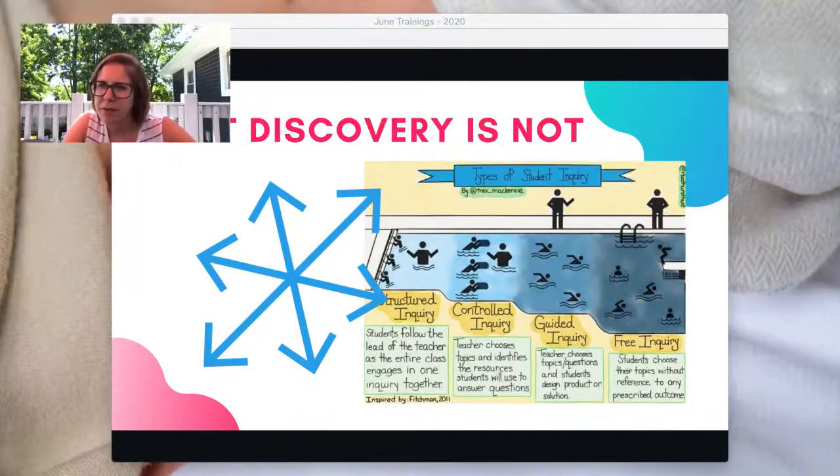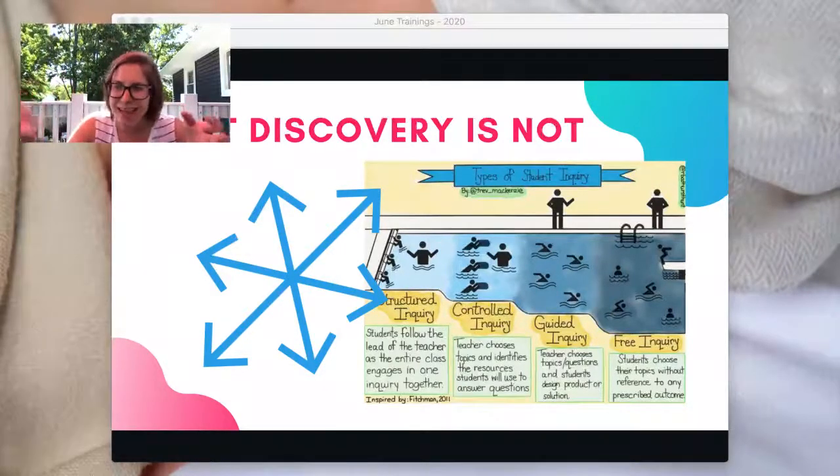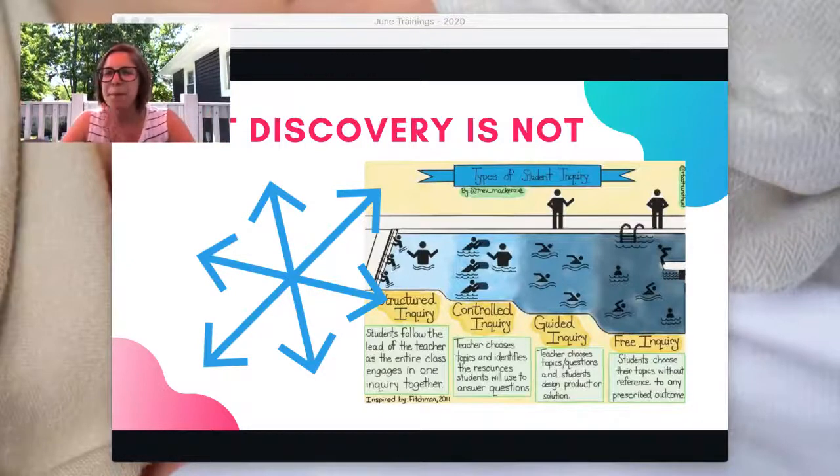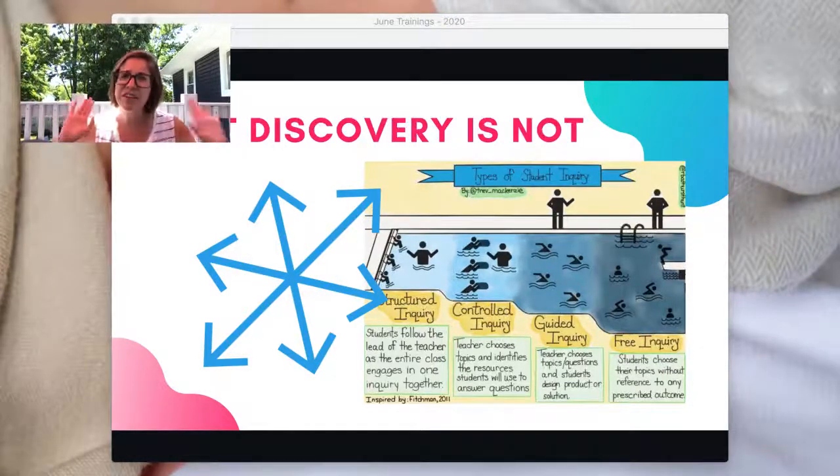Someone commented: I avoided inquiry for too long because I was apprehensive of uncontrolled chaos. I can't see who said that, but thanks for commenting. Yes, it is not totally uncontrolled chaos. That said, there are degrees of chaos that can happen.